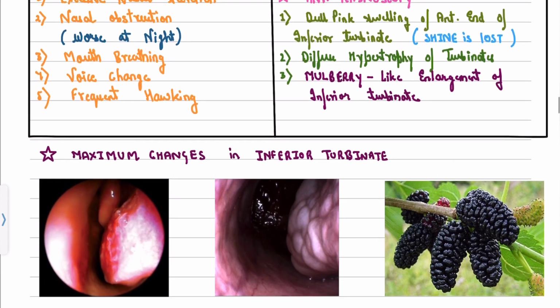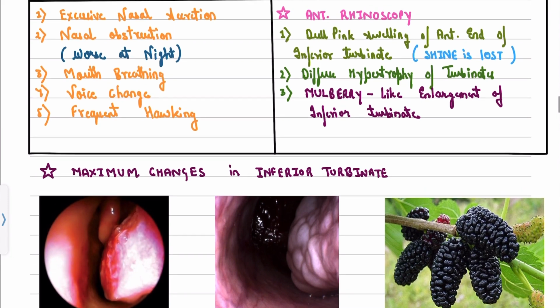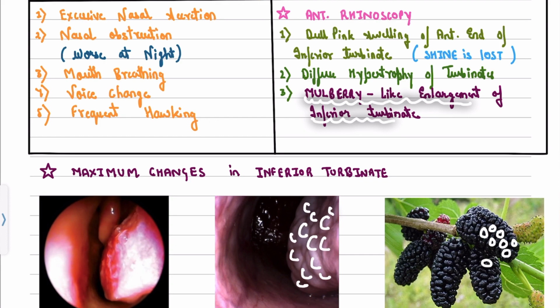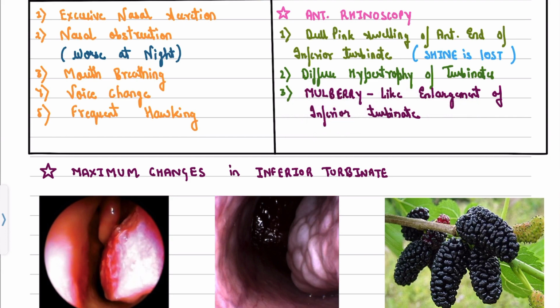All right. Now let's see the signs with the help of these diagrams. I have mentioned that inferior turbinate shows mulberry-like enlargement. See, this is the fruit, mulberry fruit. See these small bumps all around its surface, and similar to these, we see them on the surface of the inferior turbinate. See this mulberry-like appearance, mulberry-like enlargement of inferior turbinate, and in this image as well. All right. So this is the buzzword of chronic hypertrophic rhinitis, that is mulberry-like enlargement.